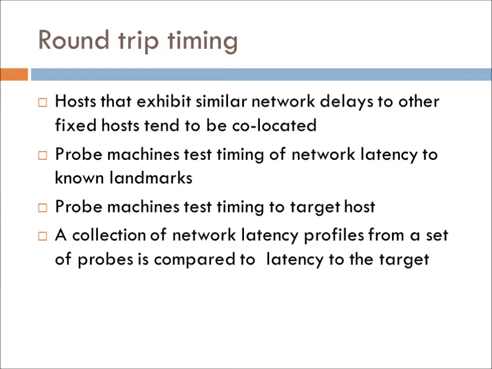The third technique that is used doesn't rely on naming and user-entered data so much as empirical testing to find the location. This is based on some assumptions. Hosts that are in a similar network may be co-located if they exhibit similar network delays.